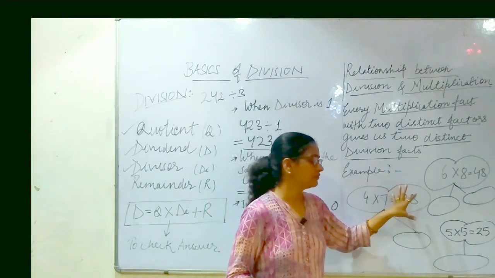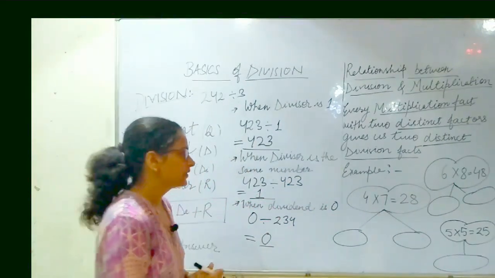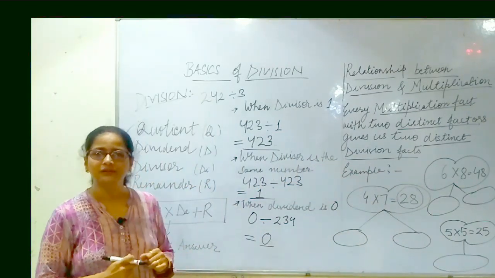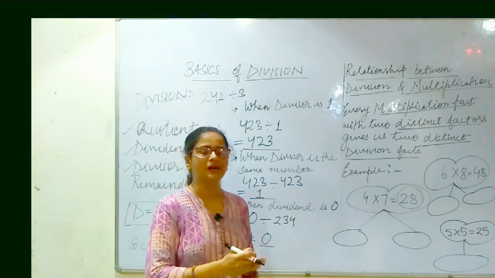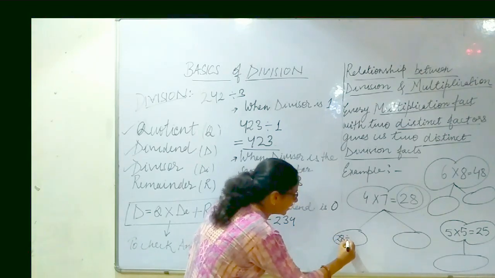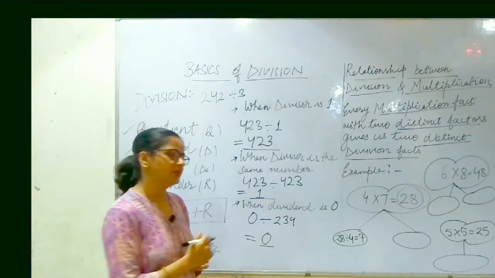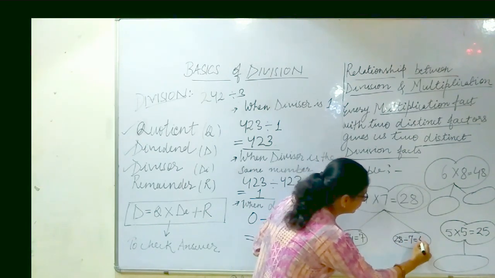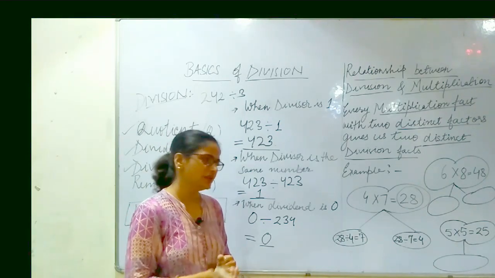Now, how will you get two division facts from this? That you need to know. I have got 28 as the multiple of 4 and 7. So obviously 28 will be divisible by both the numbers. We can write it in this way, 28 divided by 4, we will get 7 because 4 sevens are 28. Similarly, 28 divided by 7 will give you 4, because 7 fours are 28.